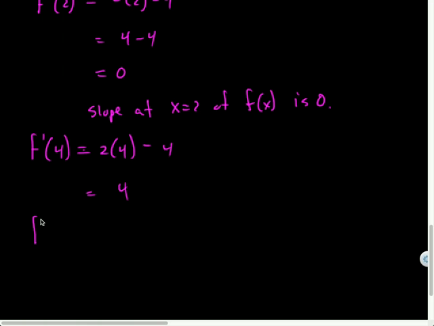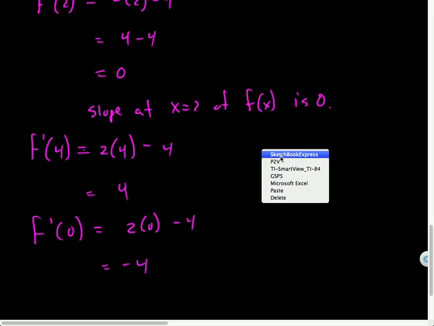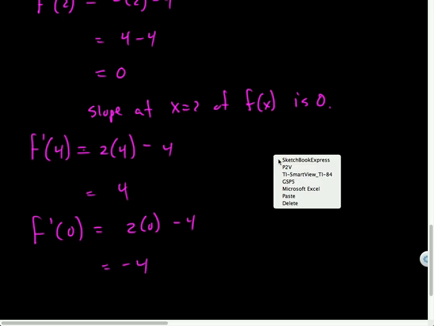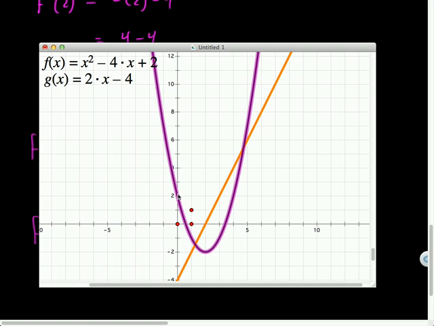Or what is the slope at 0? 2 times 0 minus 4, I get negative 4. And notice, does that make sense? Let's see, Geometry Sketchpad. At 0, it turns out that this point right here has a slope of negative 4 for the tangent line. All right, so it's just kind of weird that there's this graph that represents the slope of another graph at all points.